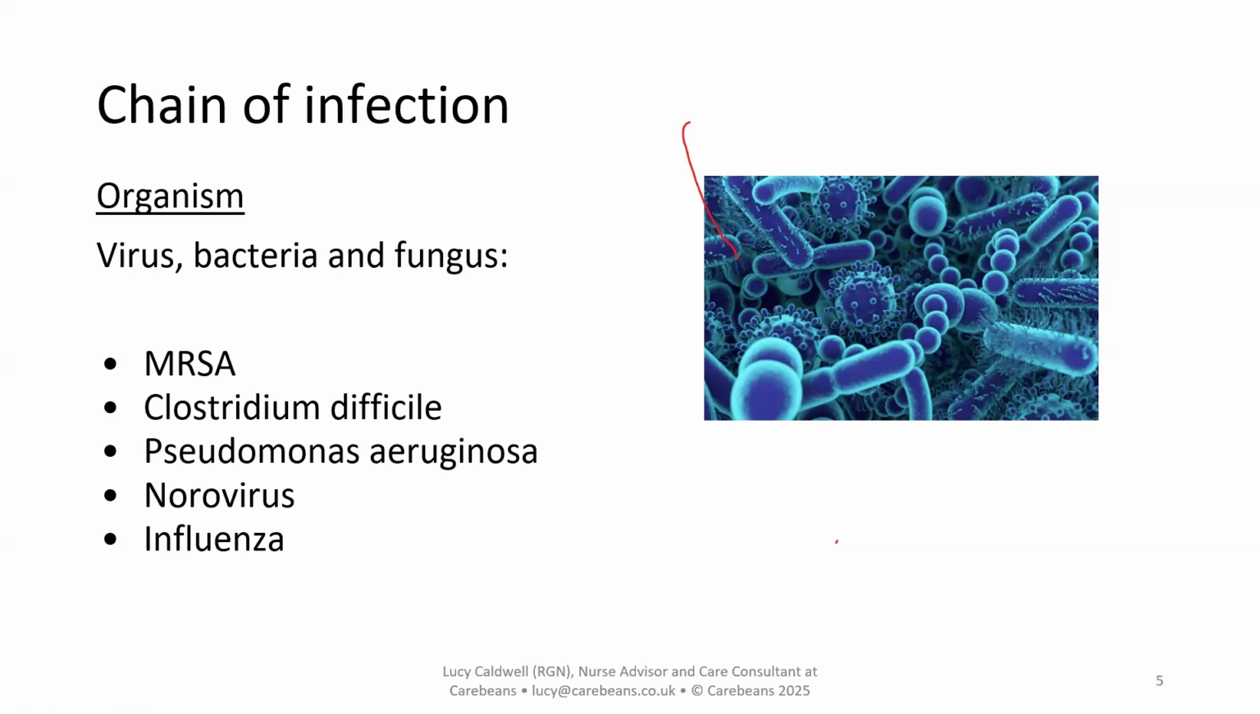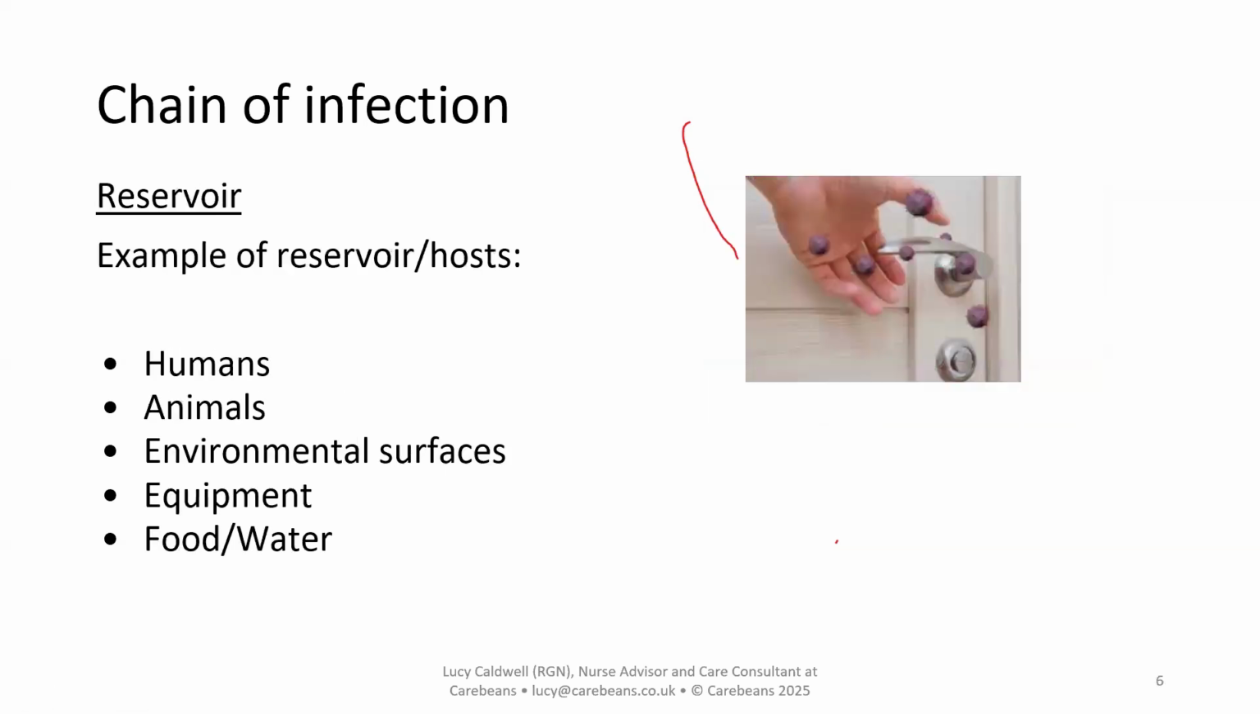That's the organism itself. The organism needs a host to sit on, or a reservoir. Examples of those hosts or reservoirs, the place where the organism might sit, are a human being, animals, environmental surfaces, day-to-day equipment, and food and water as well. So they're the different places that microorganisms, germs, can live.